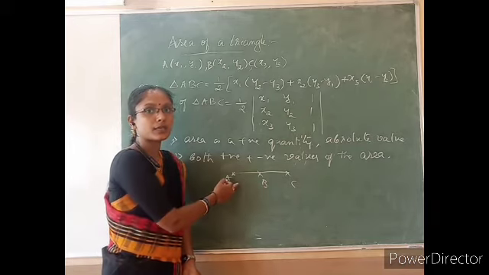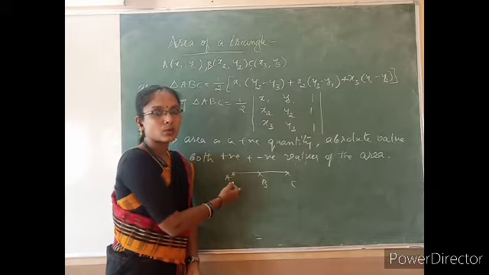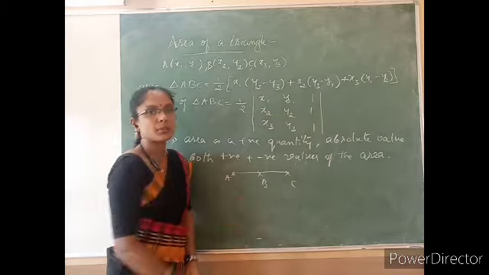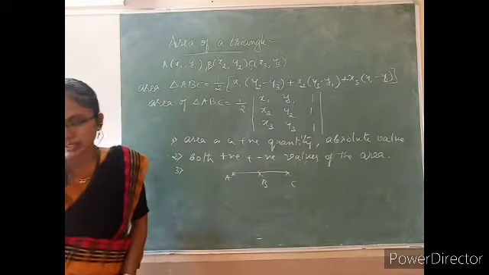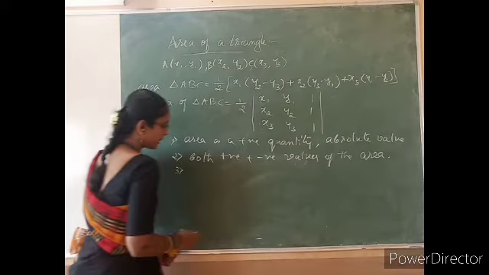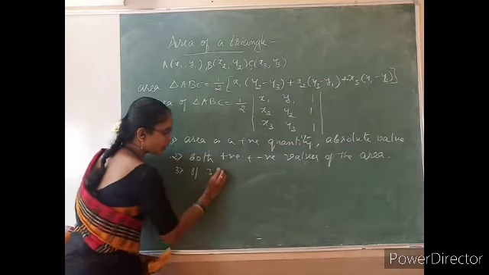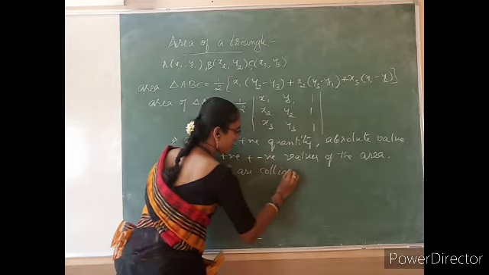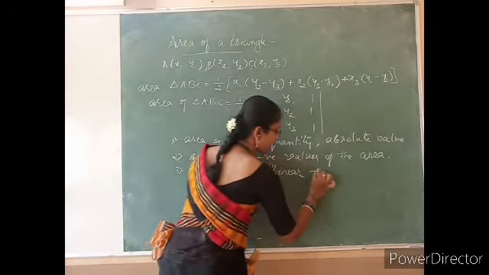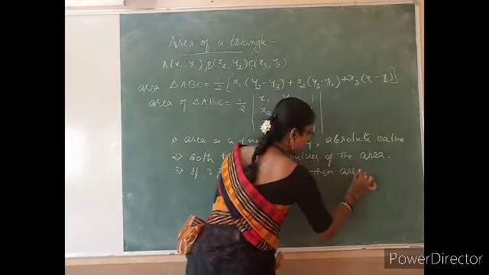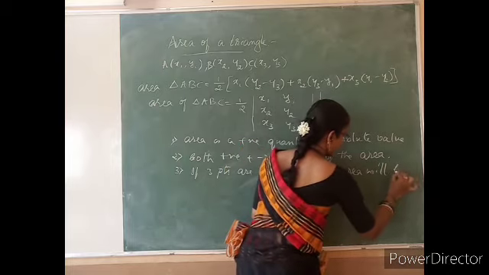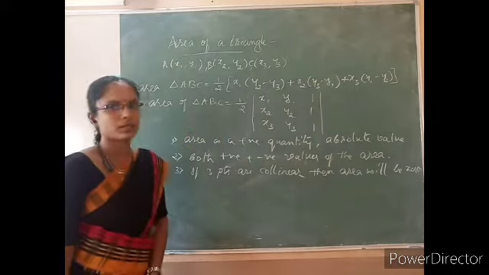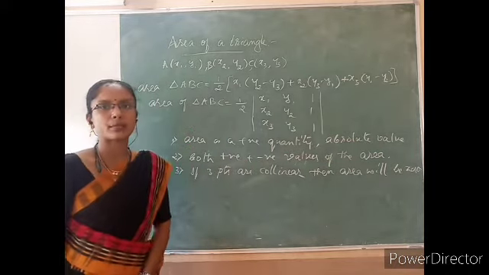Then what is the area of this? Since there is no triangle, area is also 0. There is no area here. This is simply a line. So we say one more condition here: if three points are collinear, then area will be 0. So you have to remember these points. Okay. Let's begin with some examples.